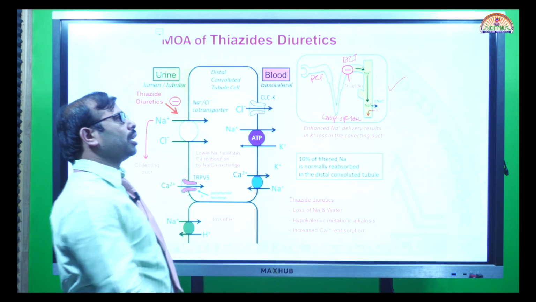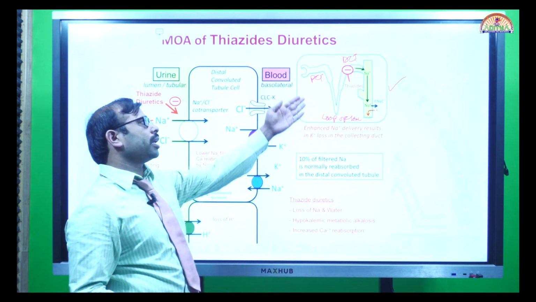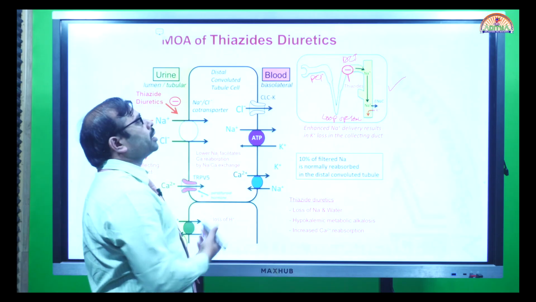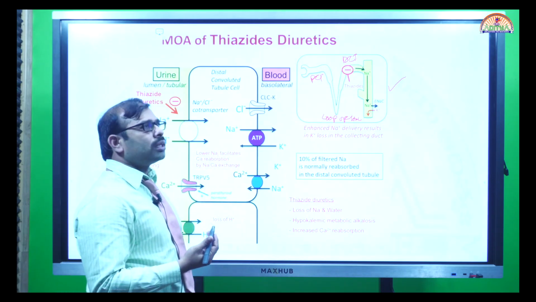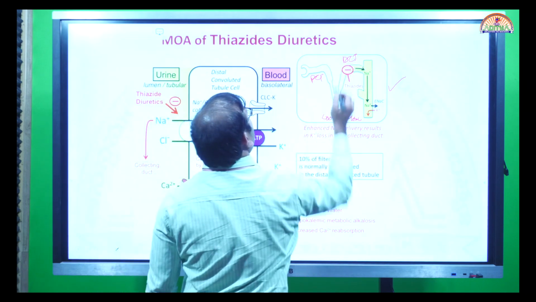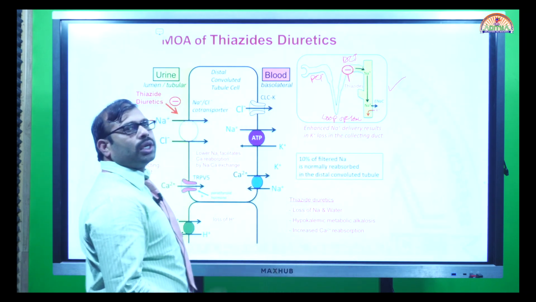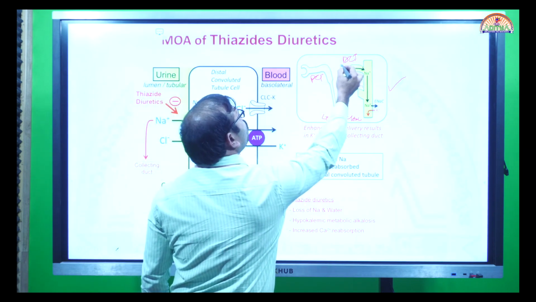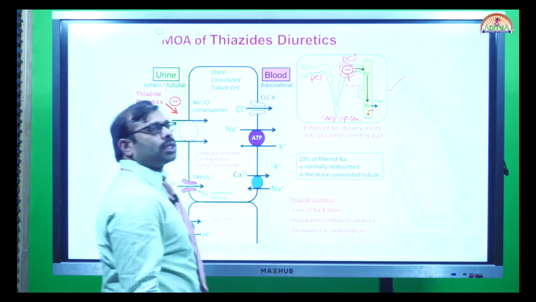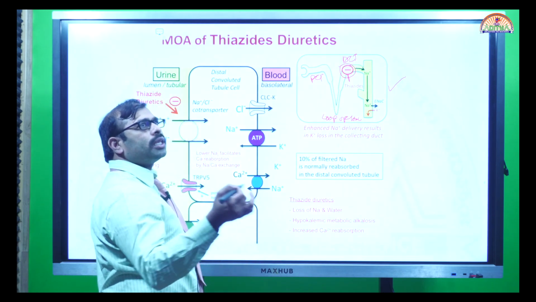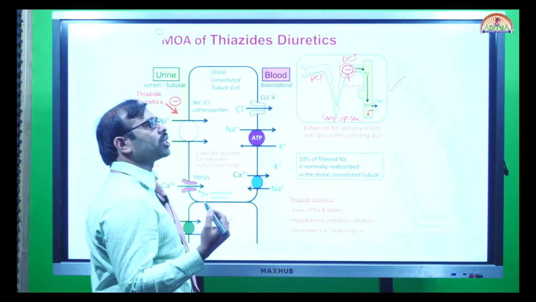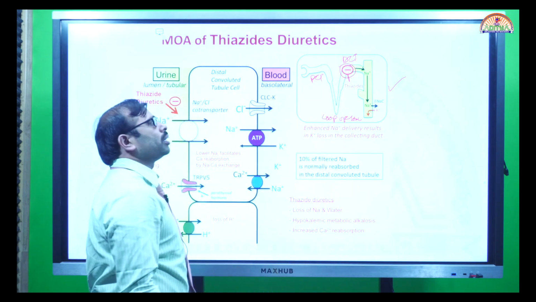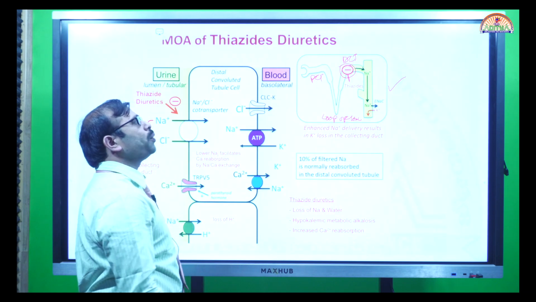We have seen that the carbonic anhydrase inhibitors act at the PCT. After that, these thiazide diuretics have their site of action at the DCT, the distal convoluted tubule. This is the early stage of the distal convoluted tubule, where the thiazides show their mode of action.